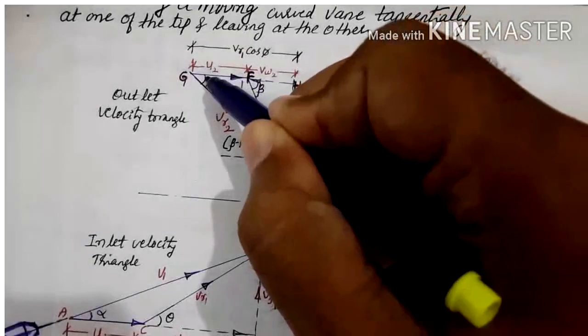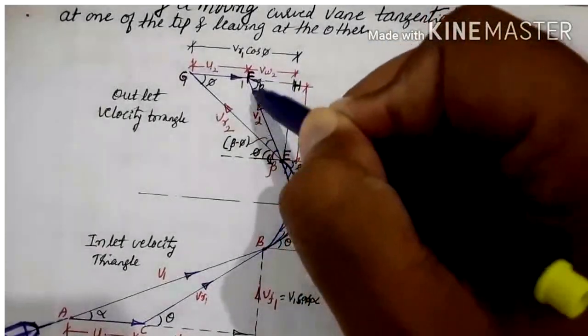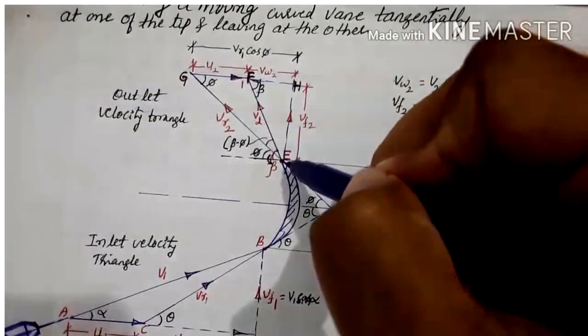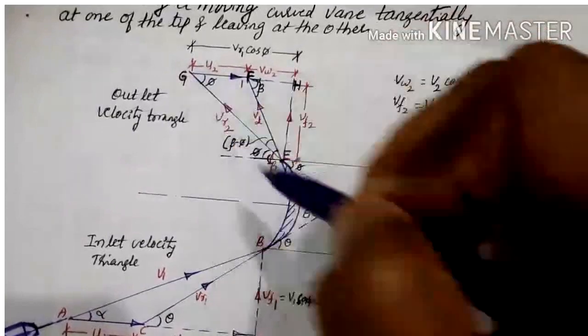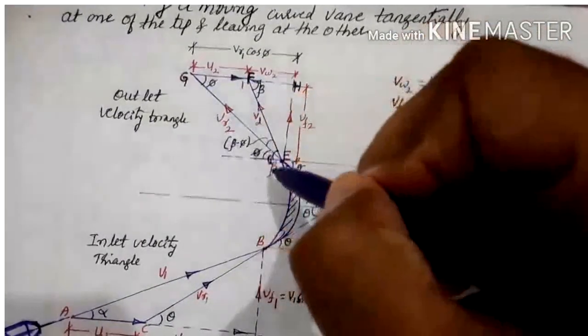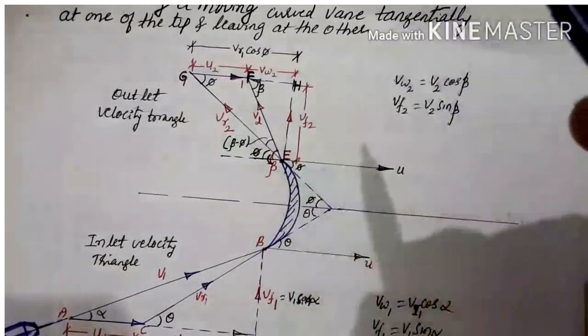Just mark this as u2, then join this to this one. Then triangle EFG represents the outlet velocity triangle. Okay, outlet velocity triangle.